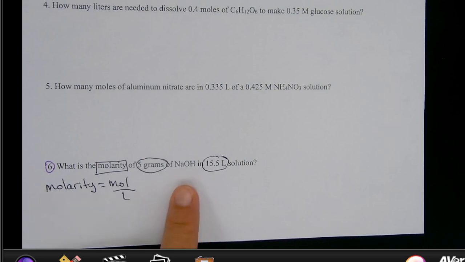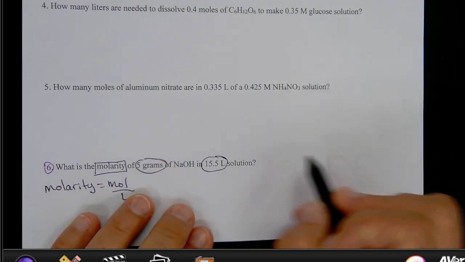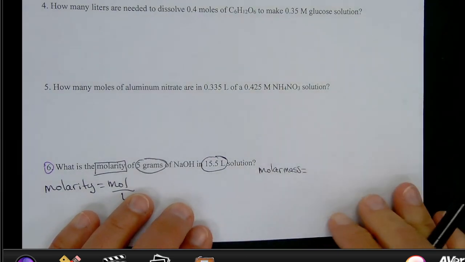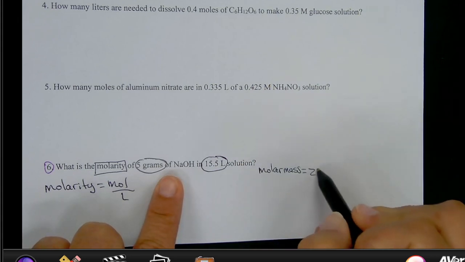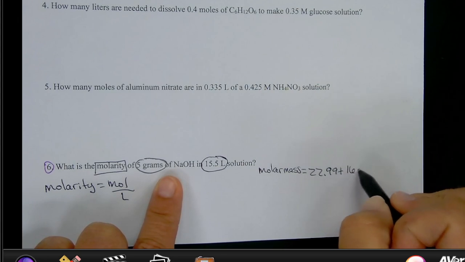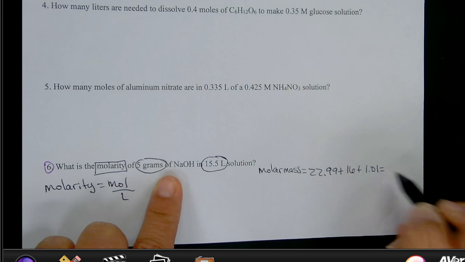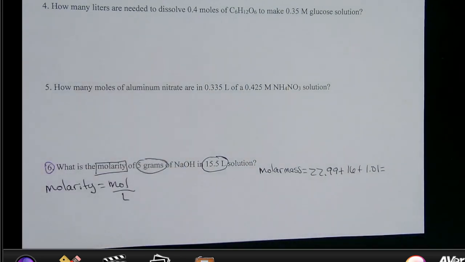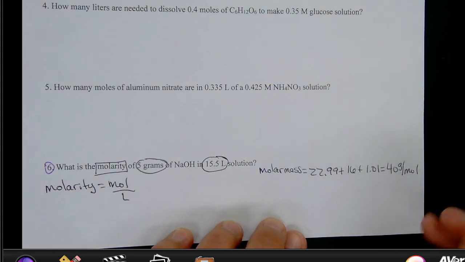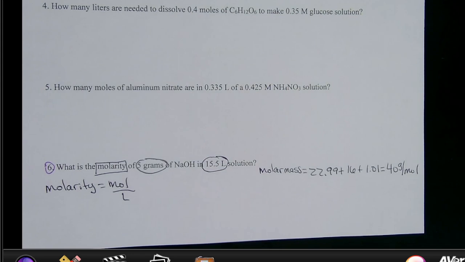So we have to calculate that molar mass. So we're going to calculate the molar mass of NaOH. So my molar mass is going to equal, sodium is 22.99, and there's only one of them, plus oxygen, which is 16, plus hydrogen, which is 1.01. Okay. So add those all together. You should get 40 grams per mole, okay?